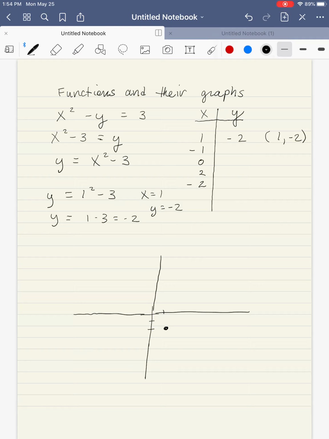All right, so if we plug in negative 1, we get negative 1 squared is 1, minus 3 is negative 2. 0 minus 3 is negative 3. 2 squared is 4, minus 3 is 1. Negative 2 squared is 4, minus 3 is 1. So I plot each of those ordered pairs.